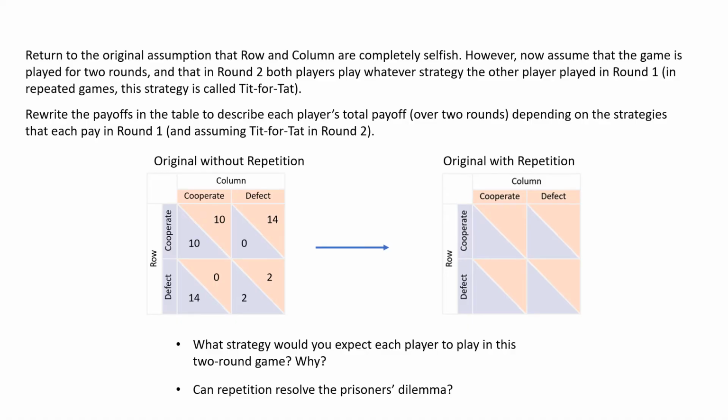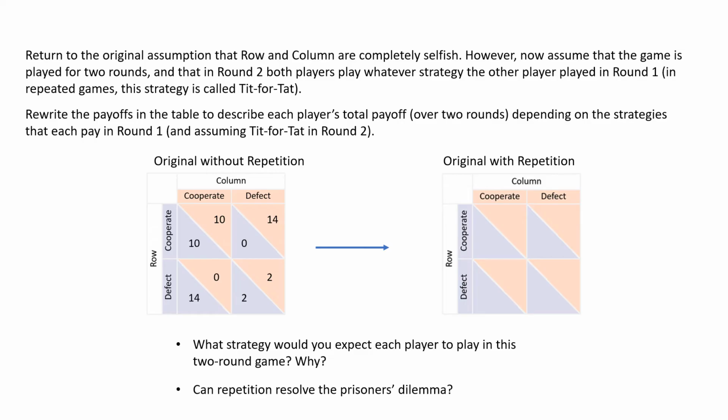Okay, now that we considered a situation where both players took into consideration the well-being of the other person to lead to a socially optimal outcome, we're going to return to the original assumption that the row and column players are completely selfish. However, now assume that the game is played for 2 rounds, and that in round 2 both players play whatever strategy the other player played in round 1. In repeated games, this is called a tit-for-tat strategy. Rewrite the payoffs in the table to describe each player's payoffs over 2 rounds depending on the strategies that each player played in the first round.